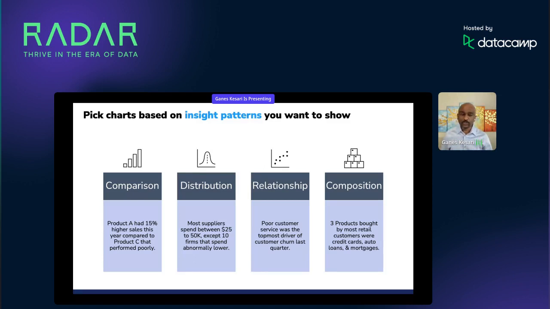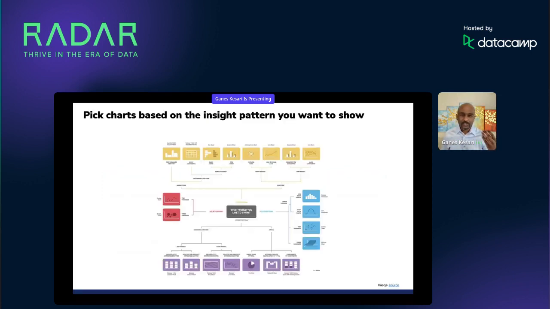How do you pick the visual based on the pattern? Here's a good cheat sheet. If you look at the comparison pattern, which is there on the top, it shows the likely charts that you could pick: bar chart, the Marimekko chart, or spider chart. And there are several charts depending on, again, the user's data literacy. Do you want to go with a bar chart or a spider chart? That determines it. Distribution: histogram, the scatter plot, and all of these are useful charts for that.